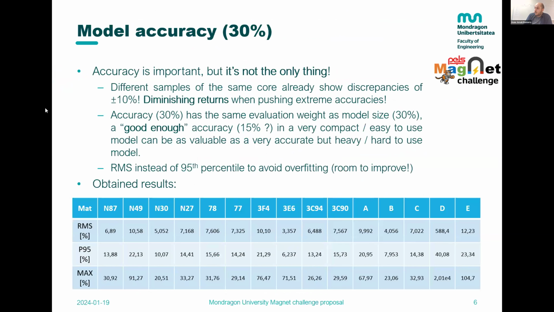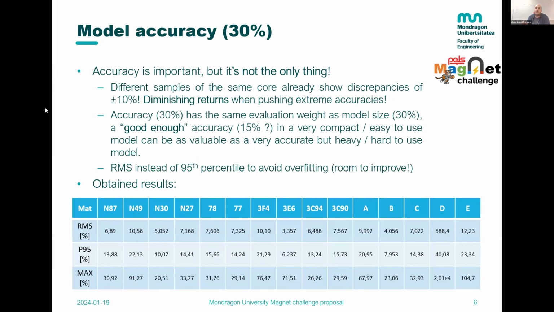Now, what is our school of thought in this model? Well, accuracy is critically important, of course, but we didn't just aim at optimizing accuracy, because you said on the first day that different cores have different loss discrepancies. In our experience, they are typically 5%, but sometimes they can go up to 10%. So let's say that there's a diminishing return in accuracy, right?